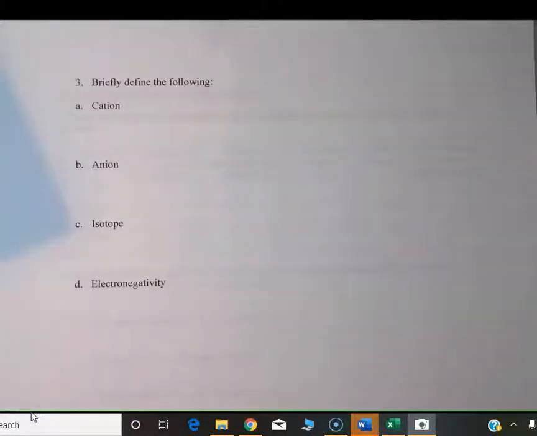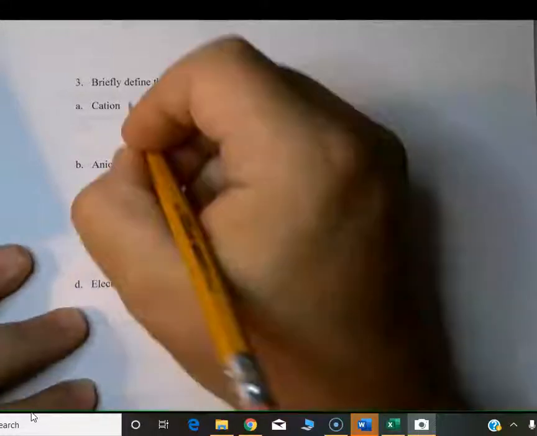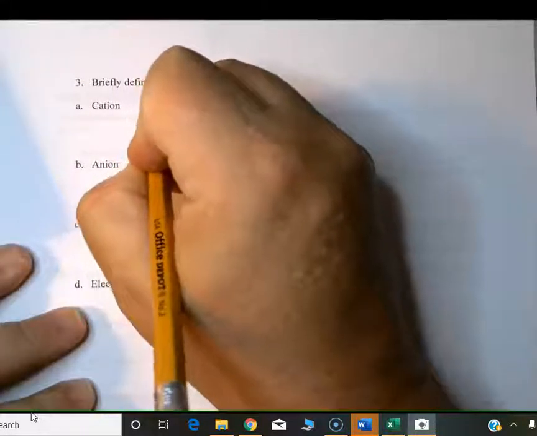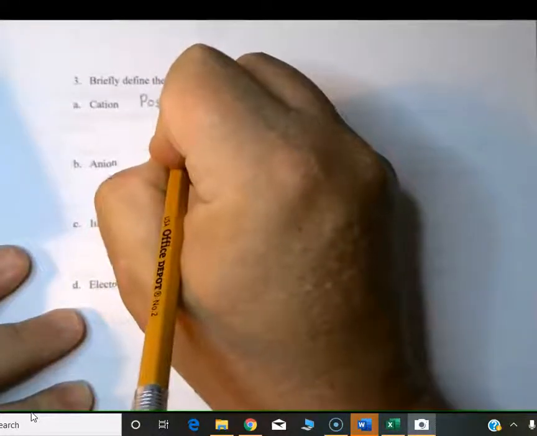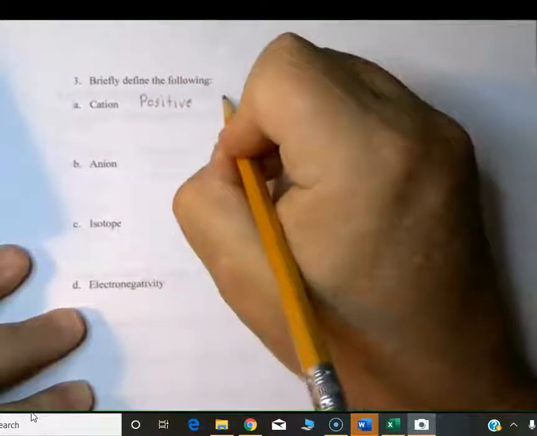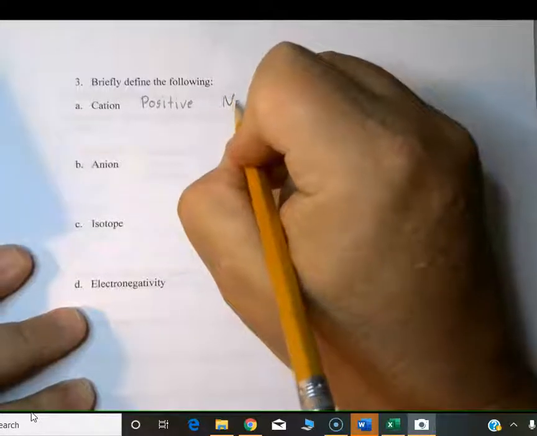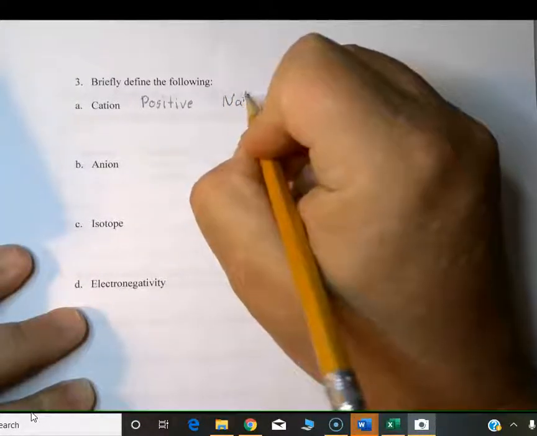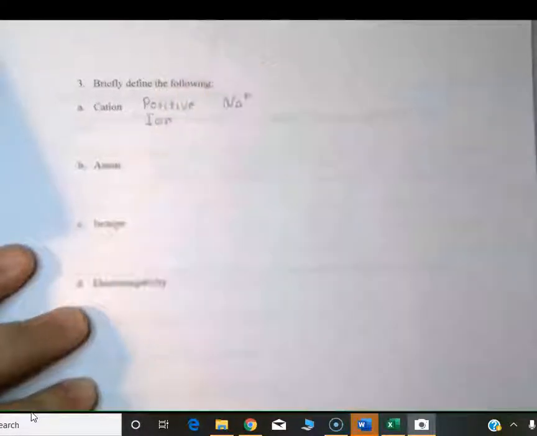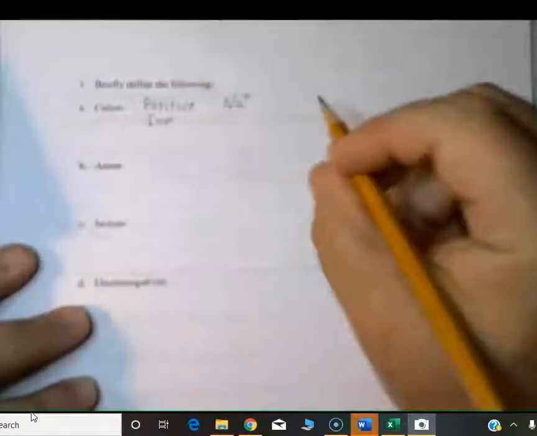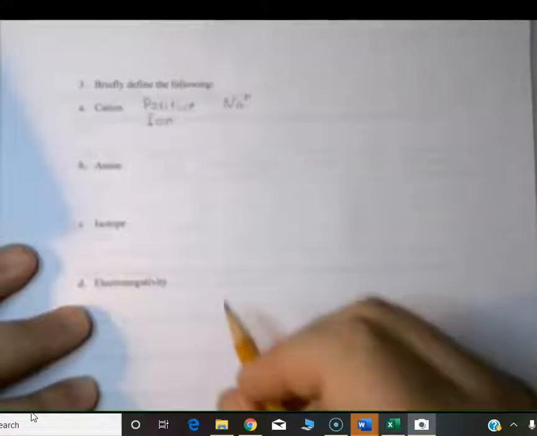Okay, let's keep reviewing these definitions. Some of you are still learning them, and that's fine. So let's go through them. A cation is a positive ion, and it's always good when you have a definition to have an example in your head. So for me, it's sodium. Sodium tends to lose electrons because it has low electronegativity. I'm sorry, I didn't write ion. It's a positive ion. So sodium, Na+, is a cation.